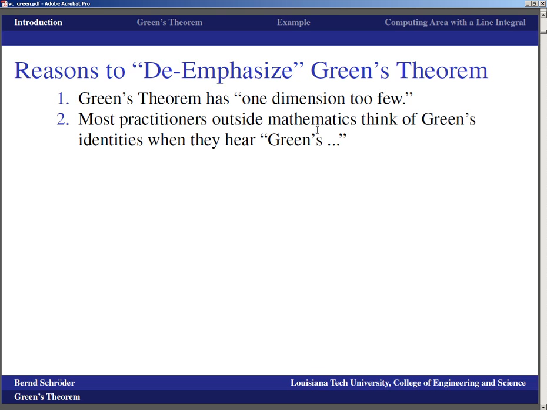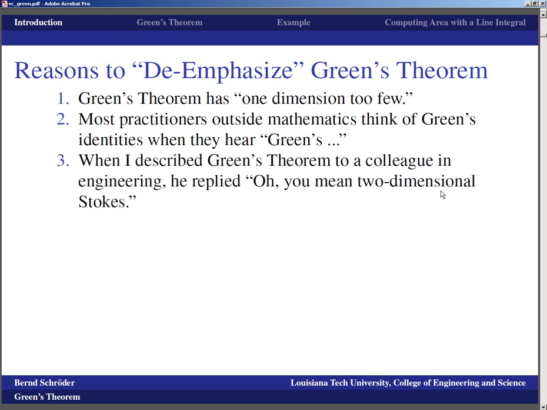Most practitioners outside of mathematics actually think of Green's identities, not Green's theorem, when they hear Green's whatever. I have asked several people about that, and they all immediately cued on Green's identities, which are very, very important. But when I once described Green's theorem to a colleague in engineering, he just said, "Oh, you mean two-dimensional Stokes?" And I think he may have said it as a question, but it could also be a statement, actually.